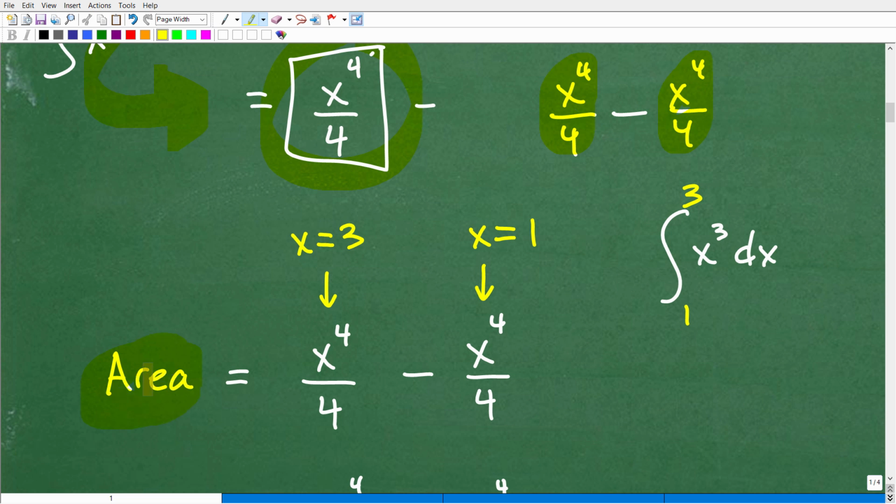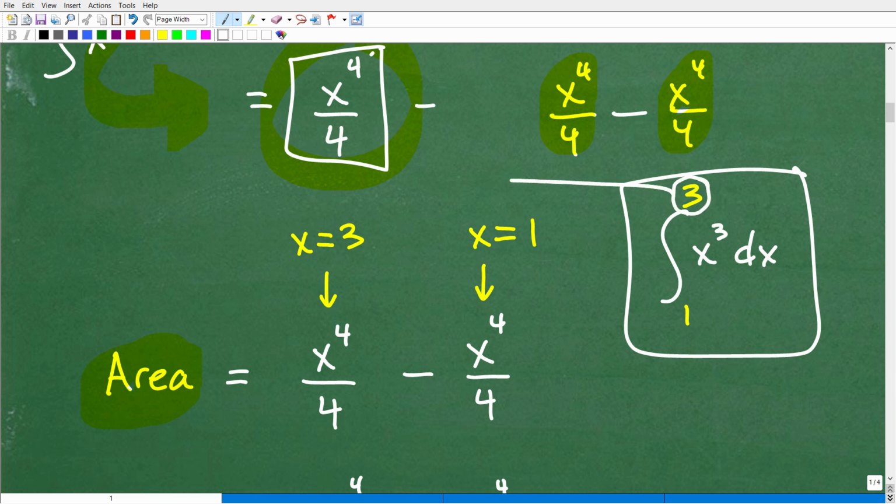So now we're actually going to compute the area. Now let's go back to our problem. Remember, we were going to start from 1 and go to 3. So what we're going to do is take this top number right here, and plug in for this x, x is equal to 3.